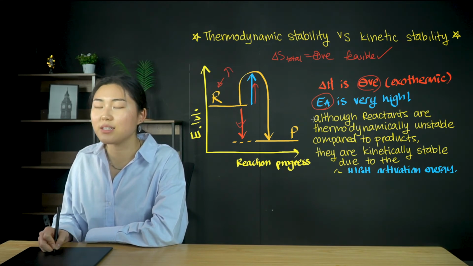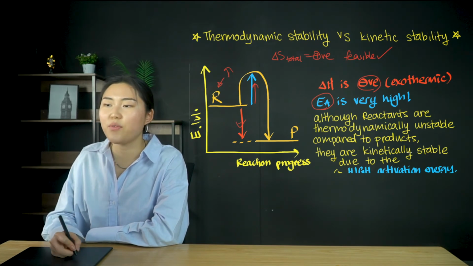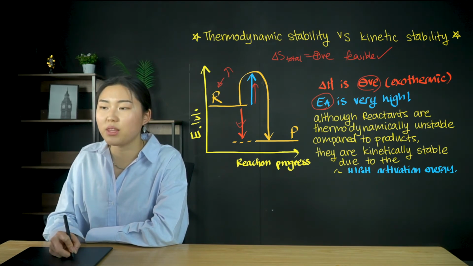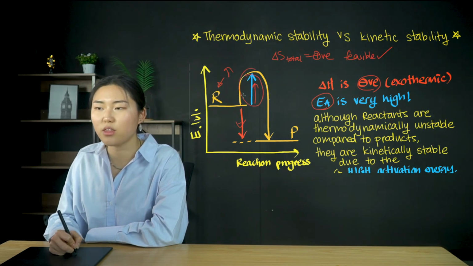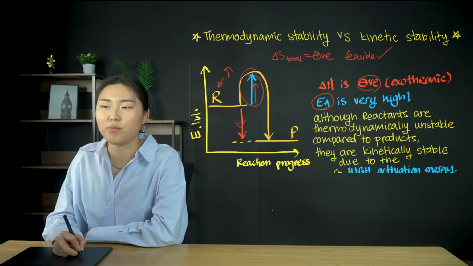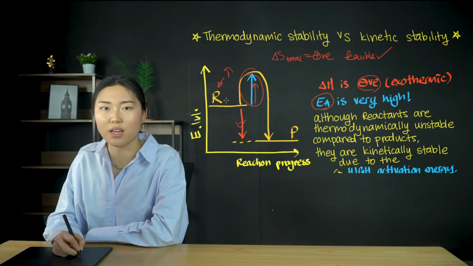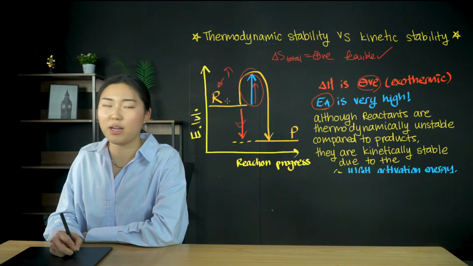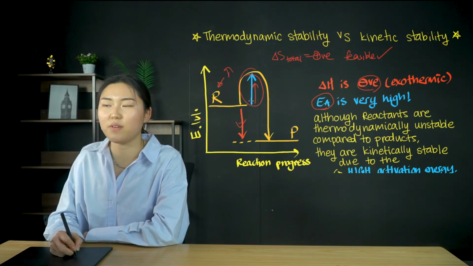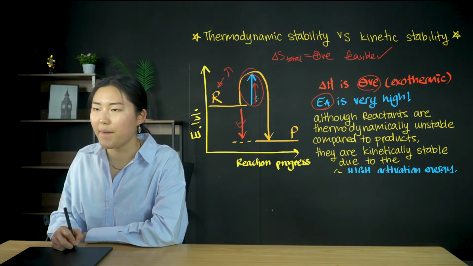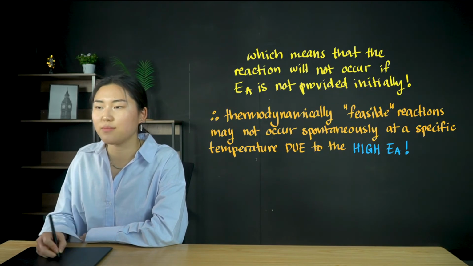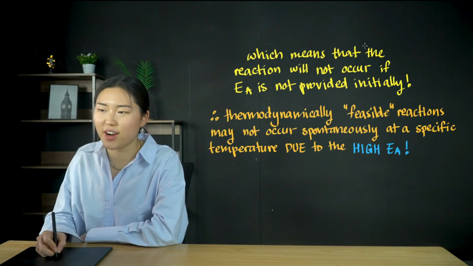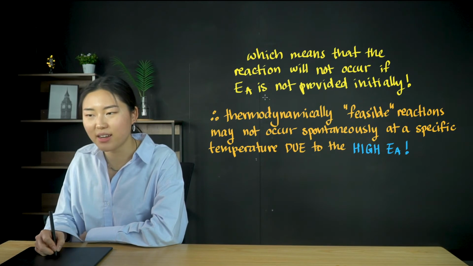They're kinetically stable though, due to the high activation energy. So if we don't provide them with the activation energy required for the reaction to go on, the reaction just wouldn't occur. So we call that reactants are kinetically stable, okay? So the reaction might still not go on, even if it's exothermic, okay? Which means that the reaction will not occur if activation energy is not provided initially.